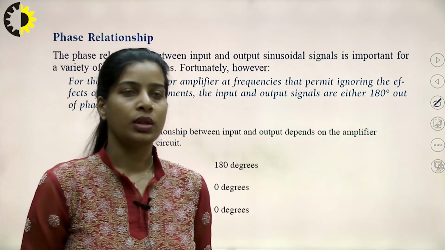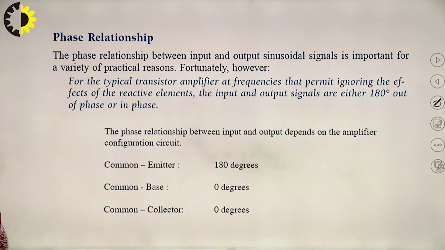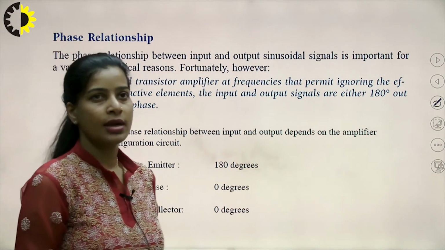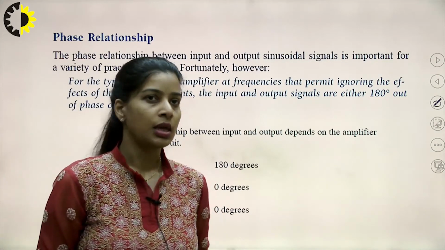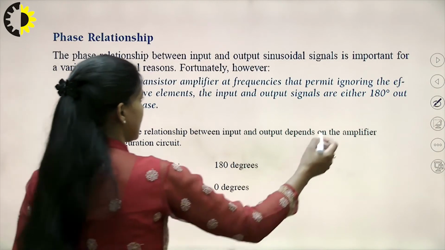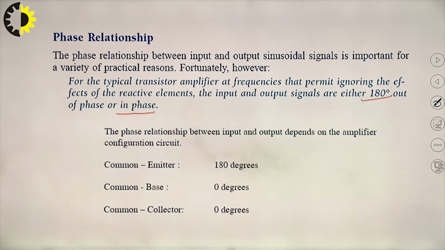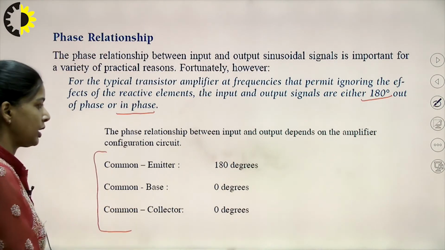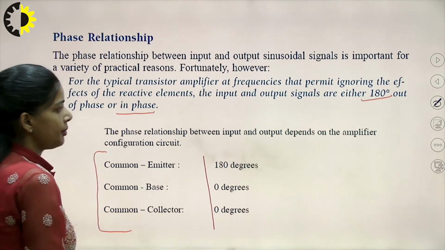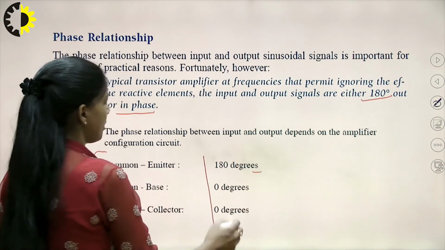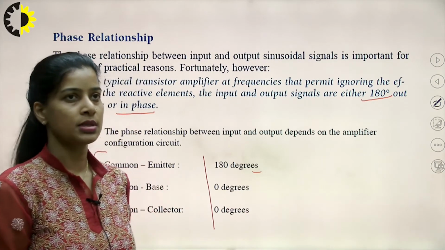Phase relationship between the input and output sinusoidal signal is very important for practical reasons. For transistor amplifiers at a frequency that permits ignoring the effect of reactive elements, the input and output signals are either 180 degrees out of phase or in phase with the signal. For different configurations, this is the phase of the signal: for common emitter we have 180 degrees, and for common base and common collector we have 0 degree phase relationship.